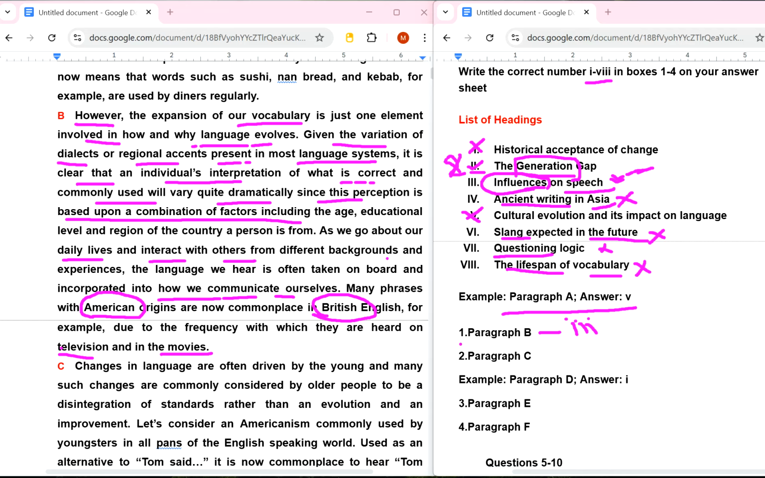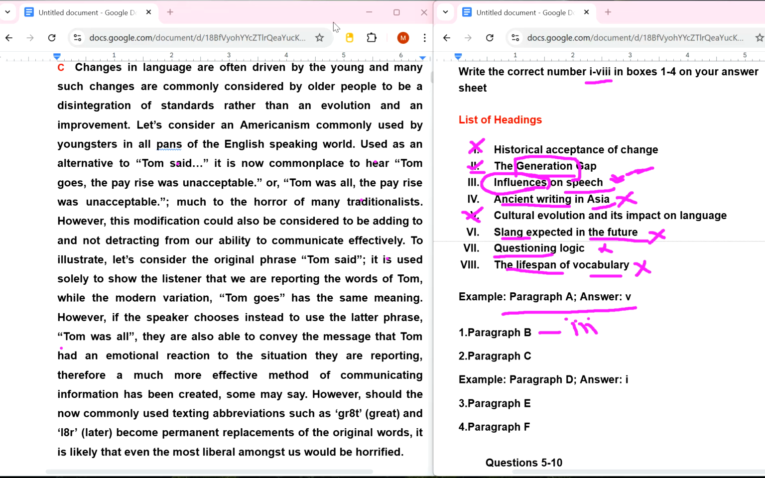Yes, now coming to paragraph C. This is paragraph C. Changes in language, some changes they are talking about. Changes in language are often driven by the young, and many such changes, young generation, young, as I told you, they will be talking about young, some generation, age group and all. Many such changes are commonly considered by older people also to be a disintegration of standards rather than an evolution and improvement.